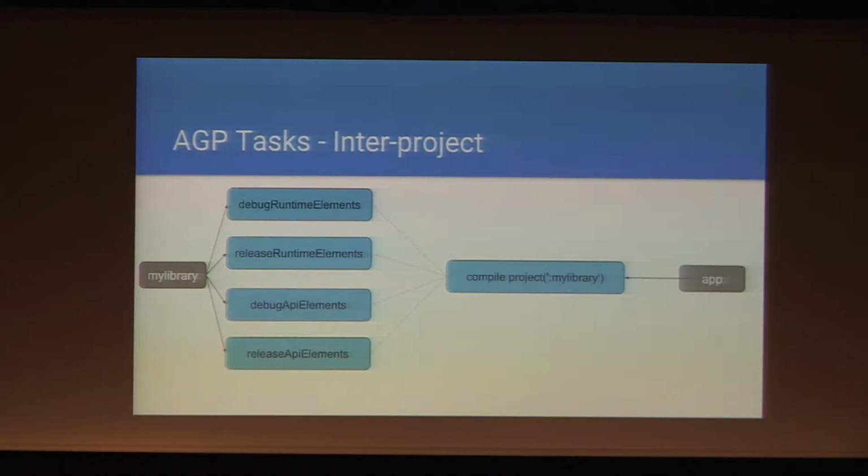So here you can see an example: we have my library, which is a library project, and it actually publishes 4 different configurations. It publishes debug runtime elements, release runtime elements, debug API elements and release API elements. So basically there are 2 configurations, runtime elements and API elements, but they are published per variant. On the other hand, if we have an application project, and in its build.gradle file, this application project contains compile project my library, this means that through this dependency, this application project gets access to all of the artifacts that are published to all of these configurations.